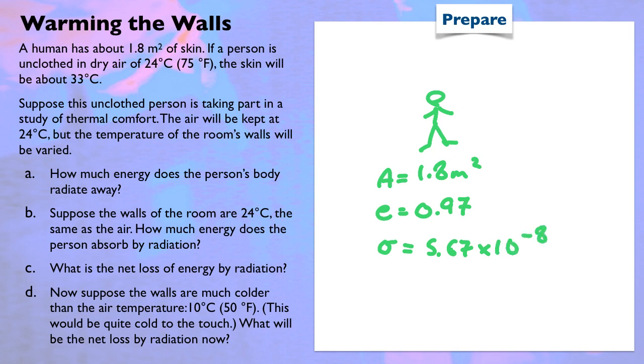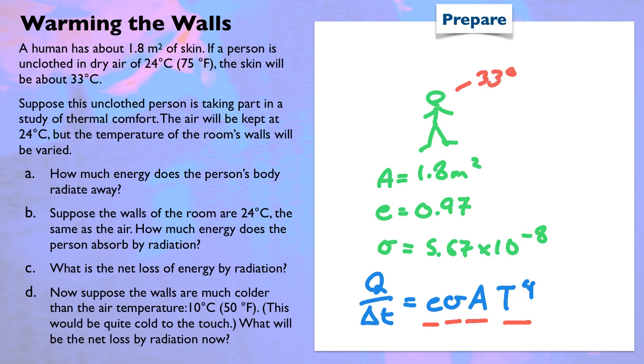That's the value of it. And then we're going to figure out how much energy the person radiates and then how much energy the person absorbs. And in both cases, we use the same relationship. It's Q over delta T is equal to E times sigma times A times T to the fourth. A is the surface area of the person. Sigma is that constant. E is the emissivity. T, for the emission, is the temperature of the body, 33 degrees Celsius. That's for the emission. For the absorption, it's the temperature of the environment, which is either 24 degrees Celsius or 10 degrees Celsius. Those are the two values that we'll look at.